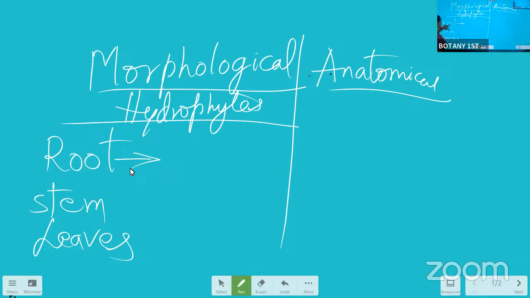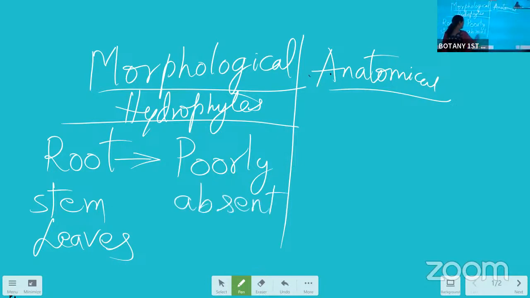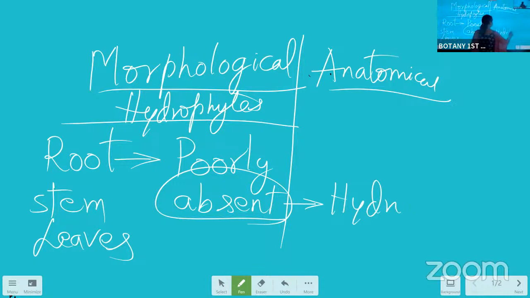So the first comes the root. The root system is poorly developed in hydrophytes. After that, in some plants, roots are completely absent. We have to give an example for the plants where roots are absent: example, Hydrilla. For the poorly developed root system, the example is Nymphaea.